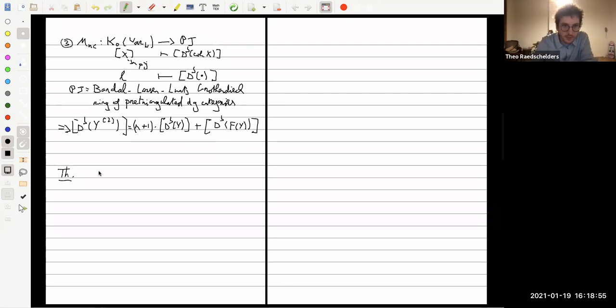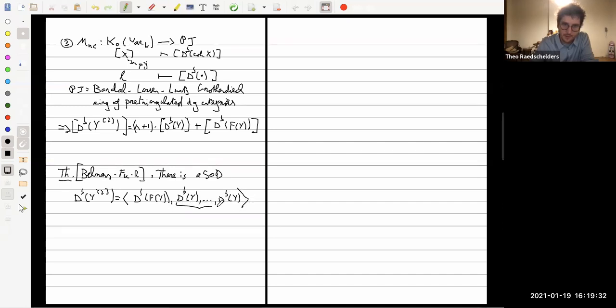So, or the main application at least, is the theorem in the paper. Like I said, this is joint with Pieter Belmans and Lee. It says that indeed there is such a semi-orthogonal decomposition, with n+1 copies.